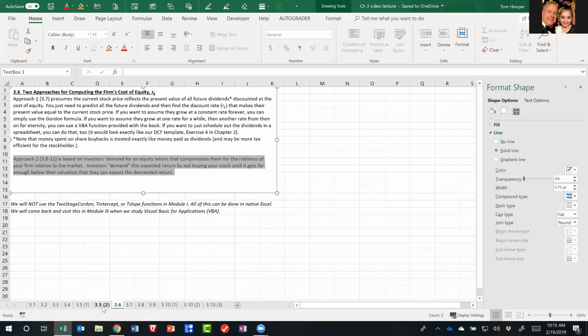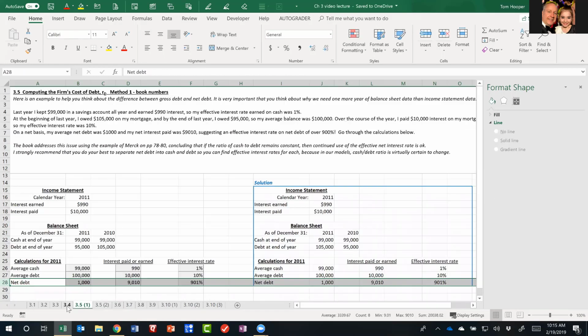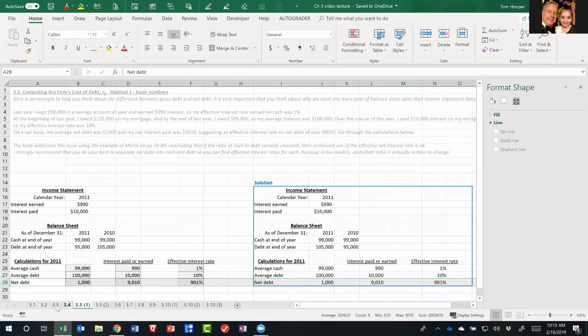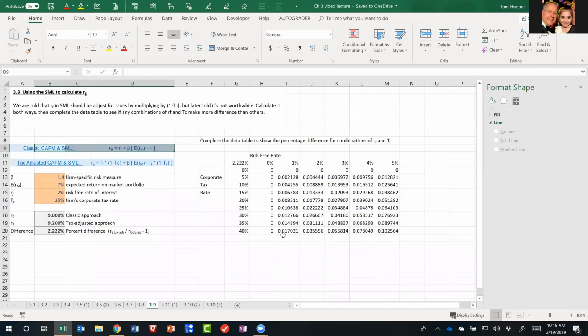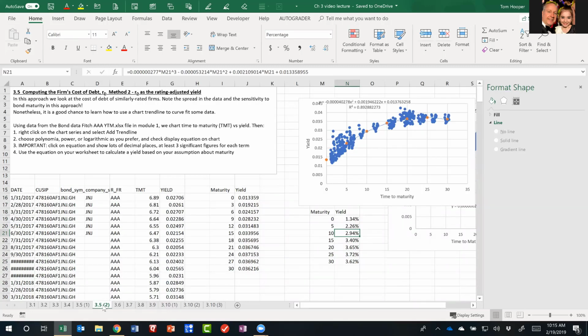Professor Hooper? Yes. Okay, so I was just looking back through the, let me make sure I have the right sheet pulled up here. 3.5-2. Could you go back over what you do with the, when you type in the maturity 0 through 30 and then get the yield, how that correlates to the graph?